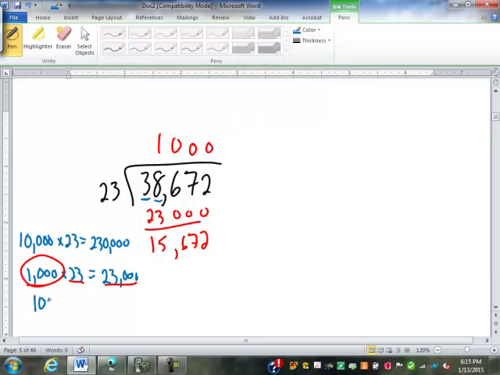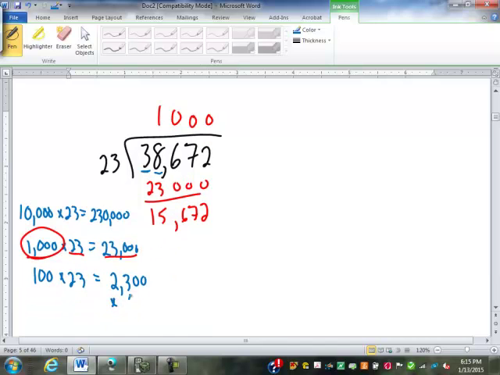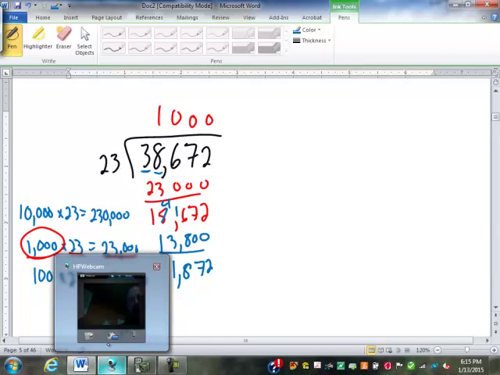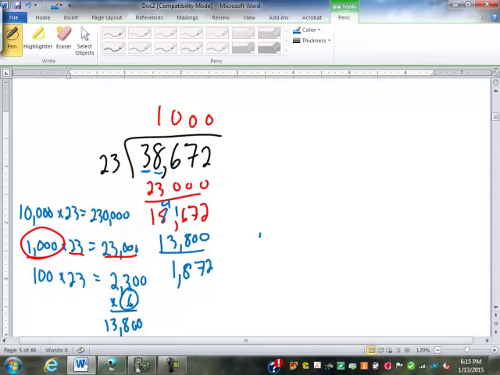My next place value would be 100. 100 times 23 is 2,300. Can I subtract that from what's left? You bet. Looks like 6 times. Let's try it. 2,300 times 6, 13,800 looks to be right. I subtract that, and 1,872 is what's left over. Now, I didn't really subtract that 6 times. I subtracted 100 times 6, or 600 times, I subtracted 23.